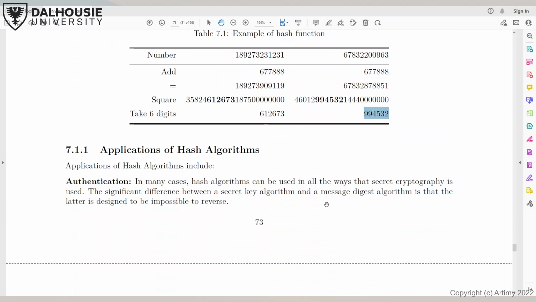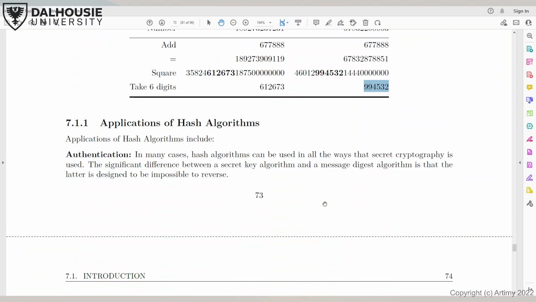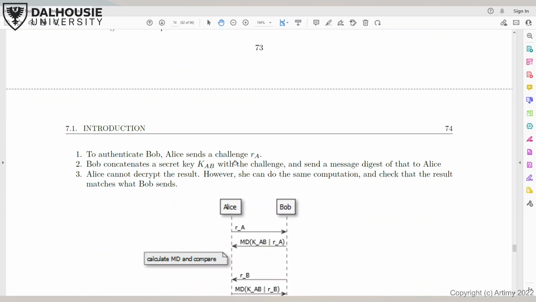All right, so let's take a look at some of the applications. One of the main applications for hash and digest is authentication. And we saw authentication before. We saw different examples of authentication in secret key cryptography, in public key cryptography, and here in the hash.